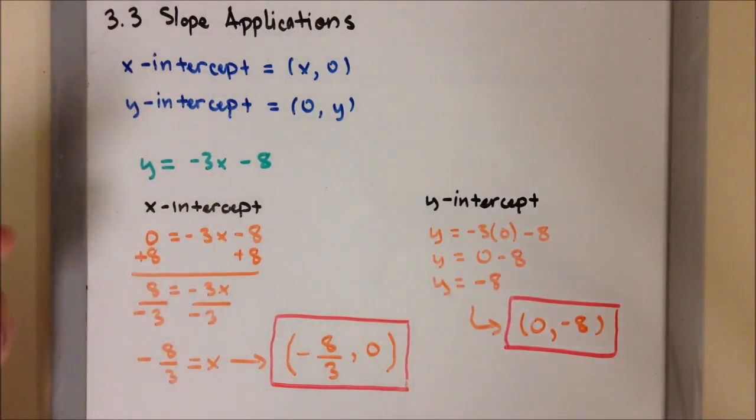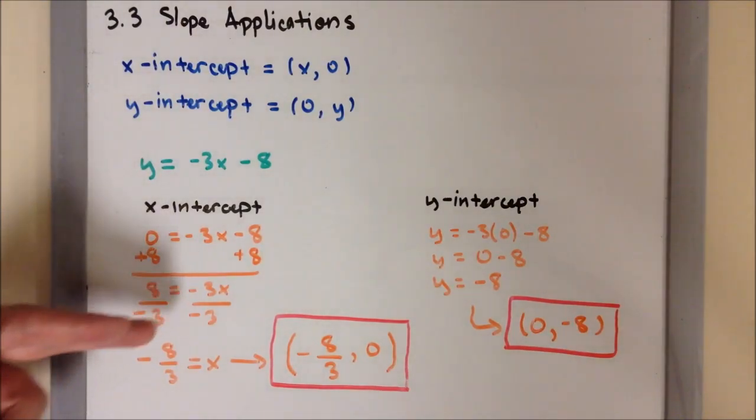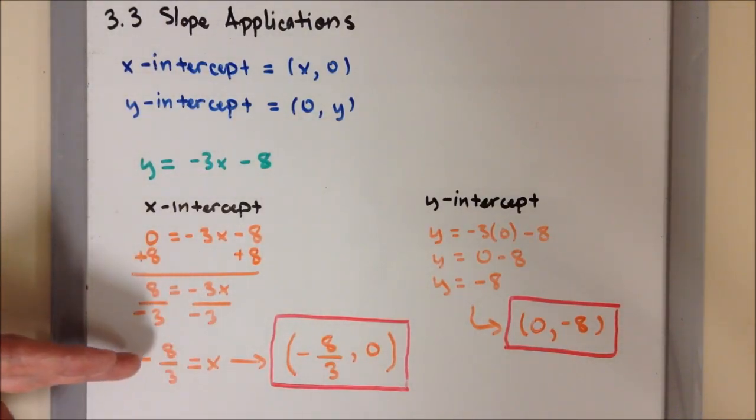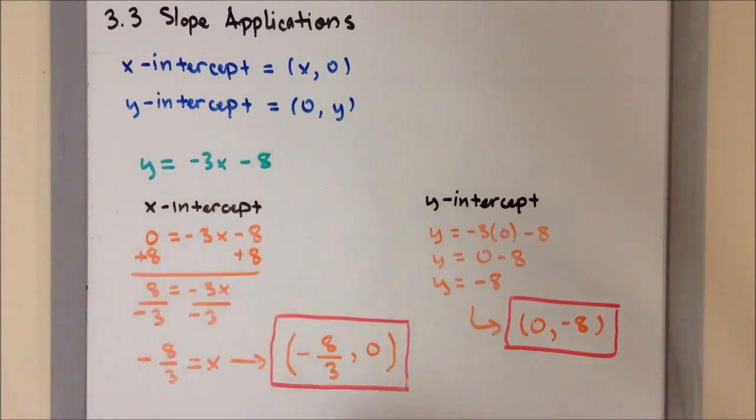So again, on the x-intercept, I solve for x and get the x value, -8/3, and put it in coordinate point form. For the y-intercept, I solve for y, where my y value is -8, and I plug it into my coordinate point form. So these are my two answers for the intercepts.